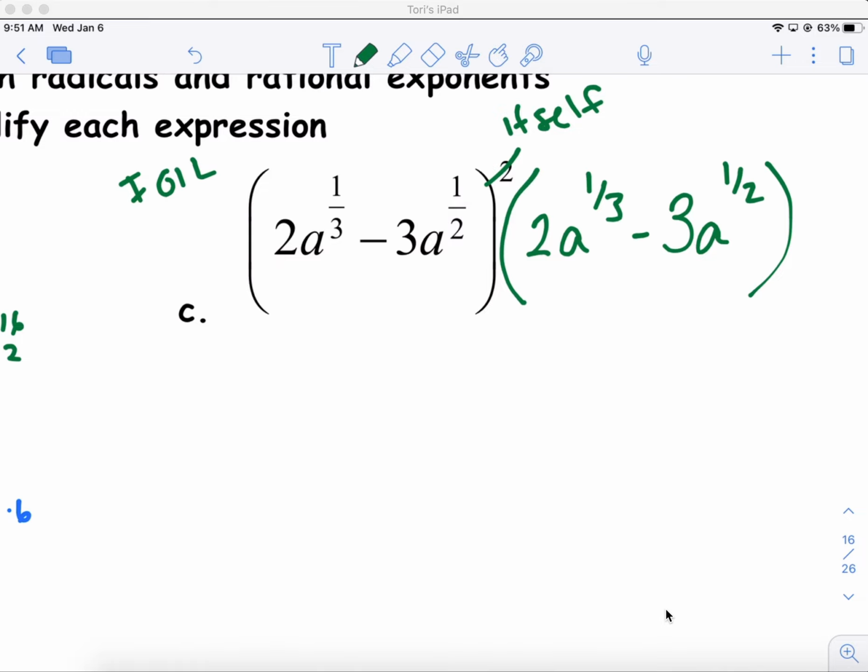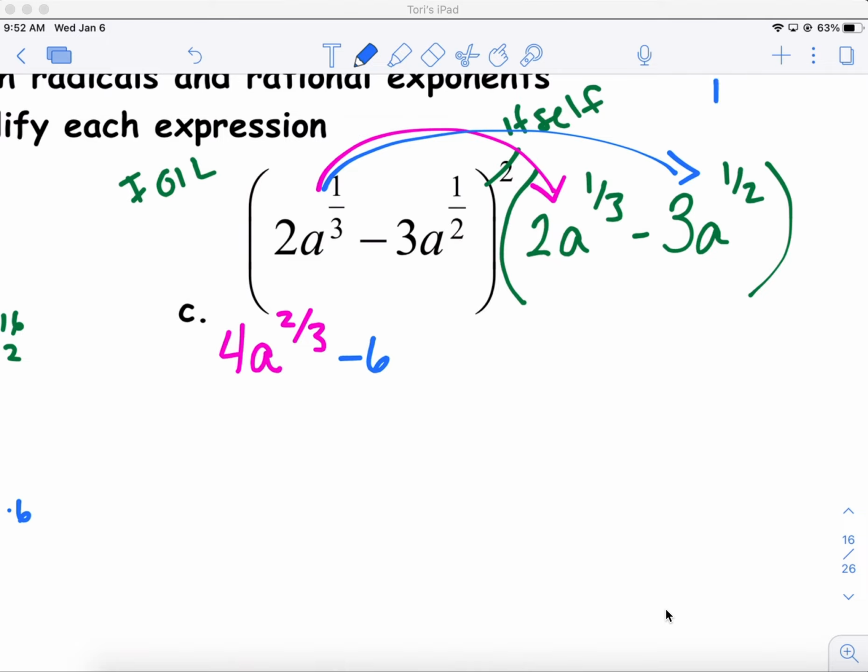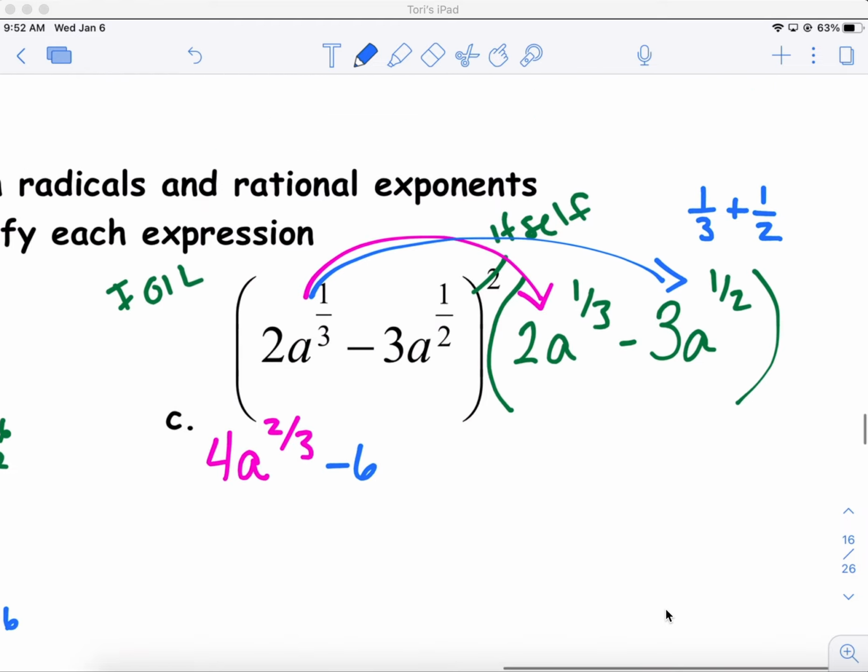So if I think about multiplying, let me go this way in colors. These by itself, so that ends up with 4. Remember when we are multiplying, that means we add exponents. So that's 2/3. If I multiply to the next one, 2 and negative 3 makes negative 6. But if I add up a 1/3 plus a 1/2, that is not as easy as you think. Remember, that means that we would have to change the denominators to be 6's.